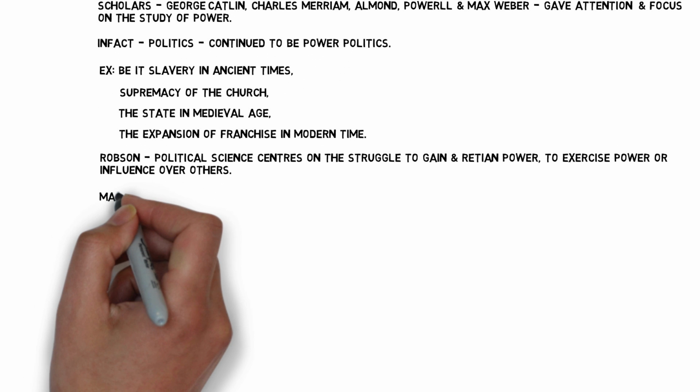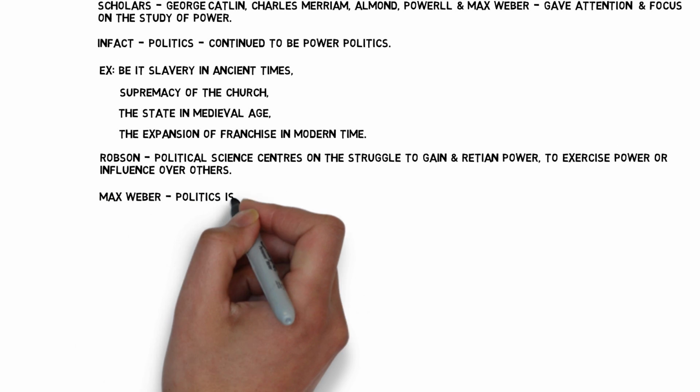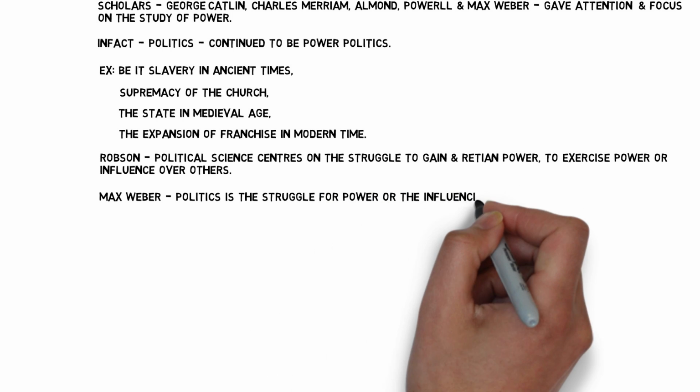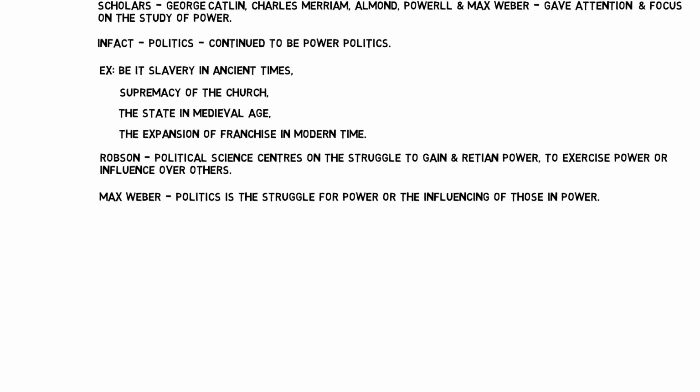Then we have Max Weber. Max Weber says that politics is the struggle for power or the influencing of those in power. Again, Max Weber stresses that political science is all about the struggle for power, and once you have that power, how one can influence others with the use of that power.